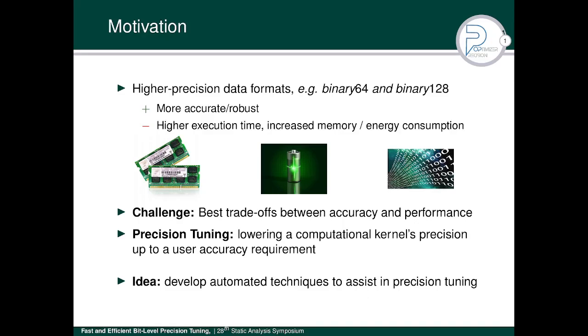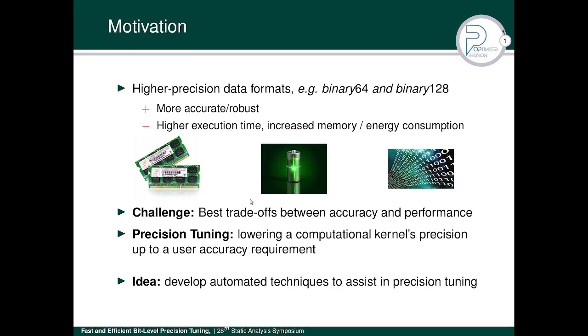To start with, developers without extensive background in numerical accuracy are likely to use the higher precision available on their machines. And while the results are more accurate and robust, they result in a higher execution time and increased memory and energy consumption.